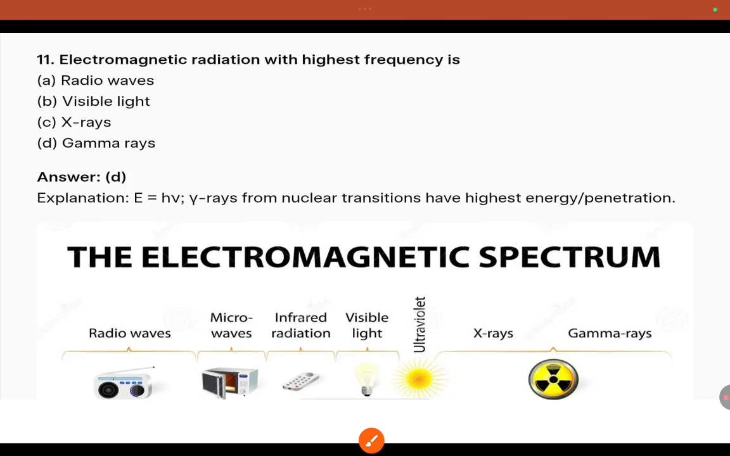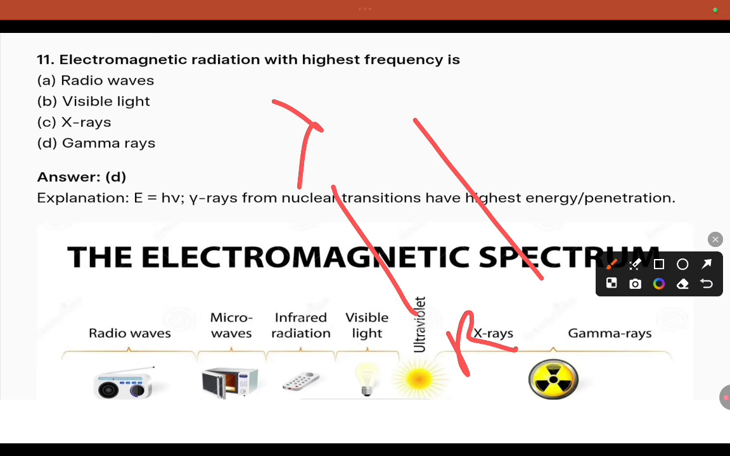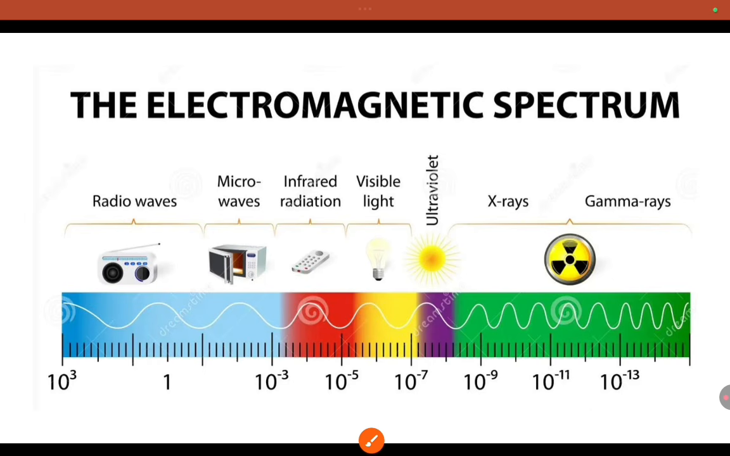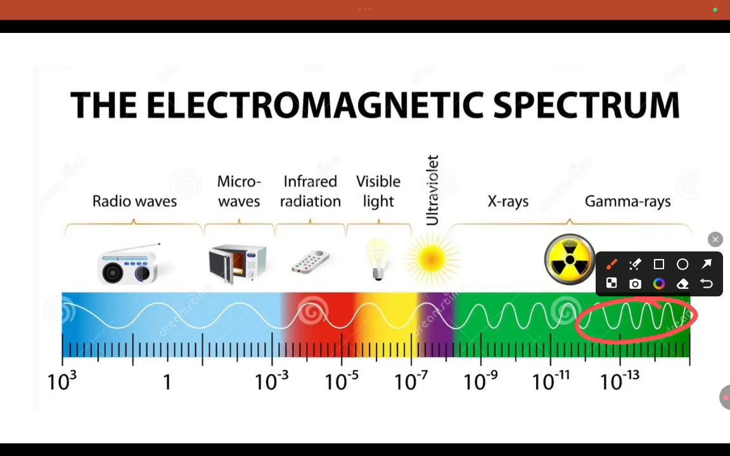Electromagnetic radiation with the highest frequency: from gamma to radio waves, wavelength is increasing and frequency is decreasing, so the highest frequency is for gamma rays. Radio waves have the least frequency, gamma rays have the highest frequency. This is about the wavelength, this is about the frequency; gamma has minimum wavelength, radio has maximum wavelength.